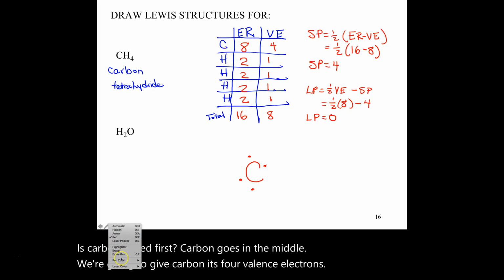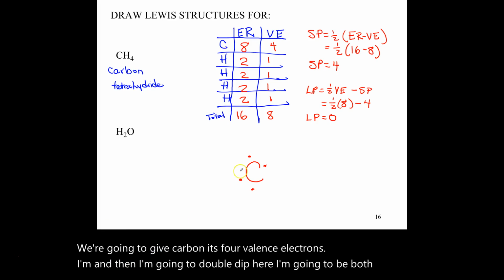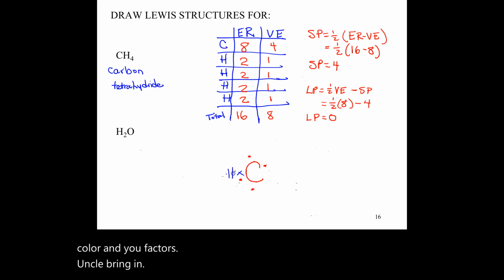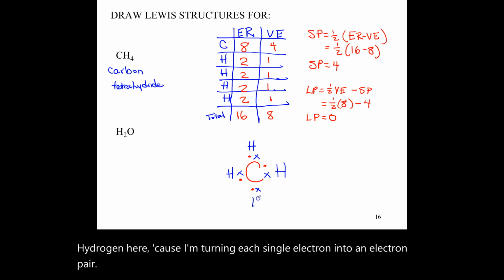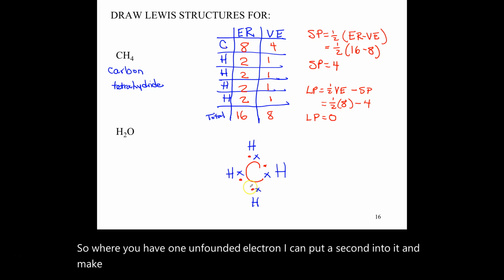And then I'm going to double dip here. I'm going to be both different color and use X's. I'm going to bring in hydrogen here, because I'm turning each single electron into an electron pair. Each single electron into an electron pair. So like putting a puzzle piece together. So where you have one unbonded electron, I can put a second one into it and make it into a pair.